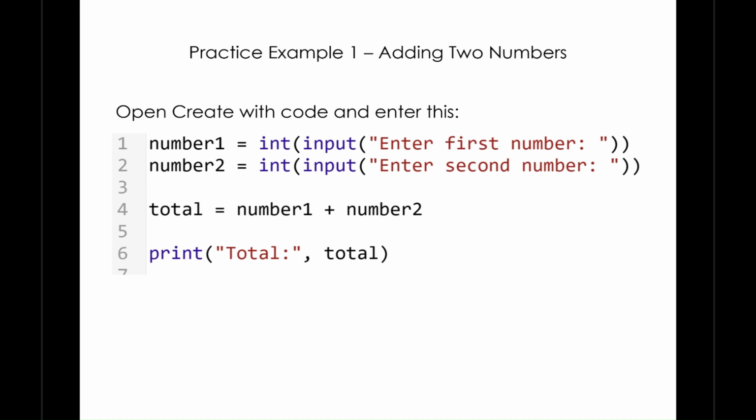Example number 1. We use int here because input gives us text. Python essentially defaults to strings as inputs unless you tell it otherwise. And in this case, we're using integer, or int, so Python knows we're expecting a whole number. Int converts text into a whole number so Python can do maths with it. Open Create with Code and enter this program.